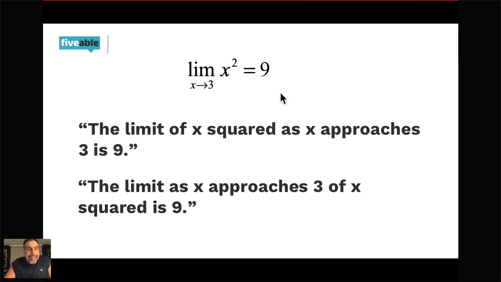What I want you to pay attention to is that there are really three parts to it. You've got the LIM, which signals that you're doing a limit. You've got the x squared, which is your function, and you've got the x goes to 3 part. Leave any one of these parts out and the limit doesn't make sense. So be sure that as you're writing limits, you're filling in all three of these parts.